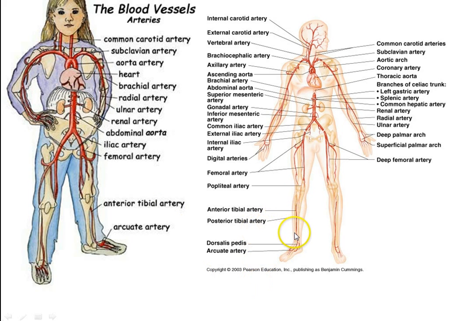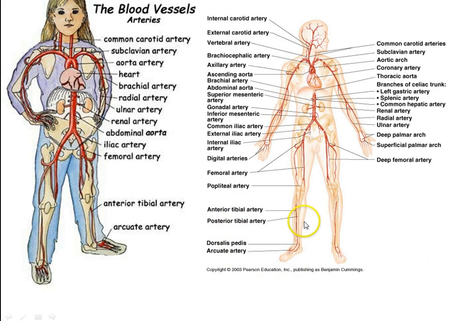Now, the anterior tibial artery comes down, and at the top of your foot is what's called the Dorsalis Pedis artery. It comes off the anterior tibial artery, and it's called the Dorsalis Pedis artery. Remember, dorsal fin on a fish is on the back, so if your foot was a fish, its dorsal fin would be on the top of your foot.